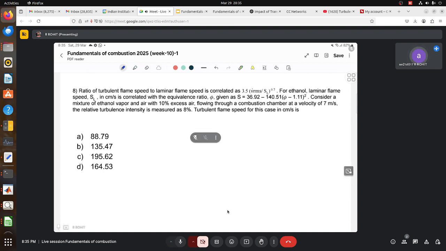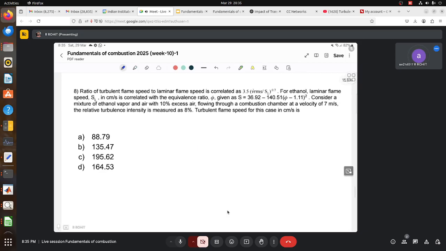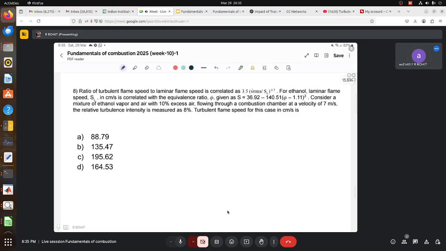Okay, since no one is here, you can pause the video and look into the solution. You need to find the turbulent flame speed. The turbulent flame speed ST by laminar flame speed SL is given as 3.5 times (Vrms by SL) whole to the power 0.7.